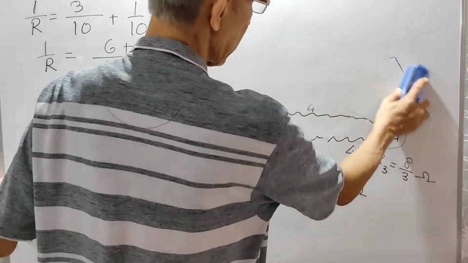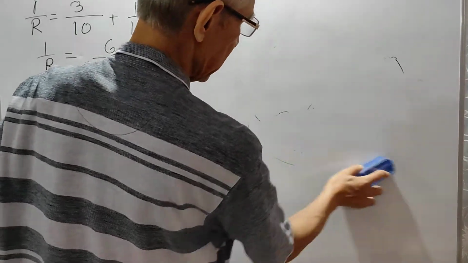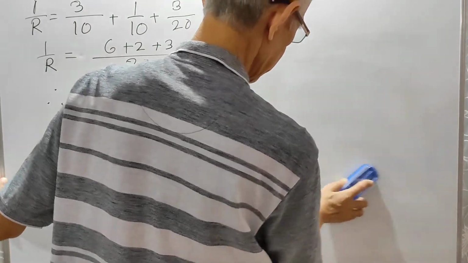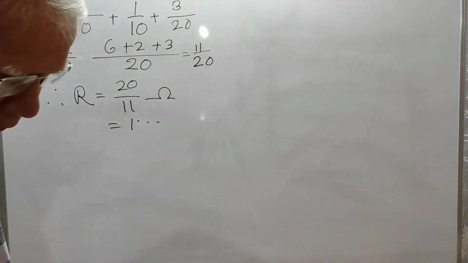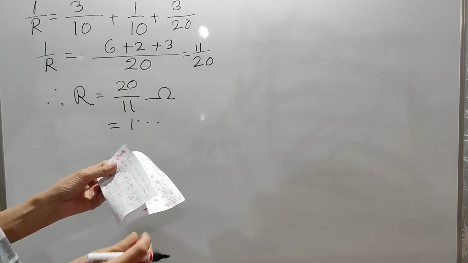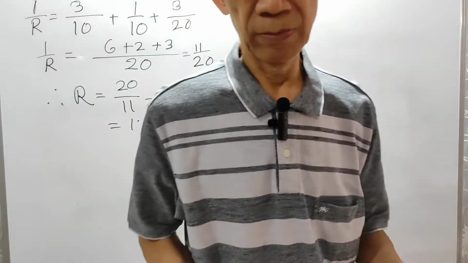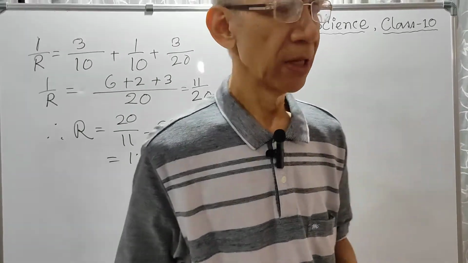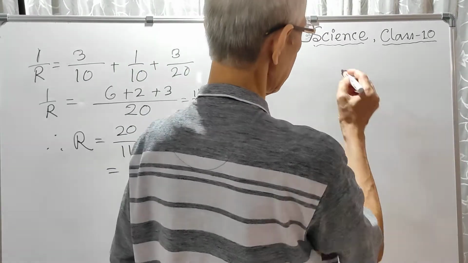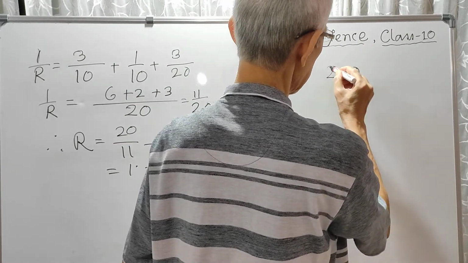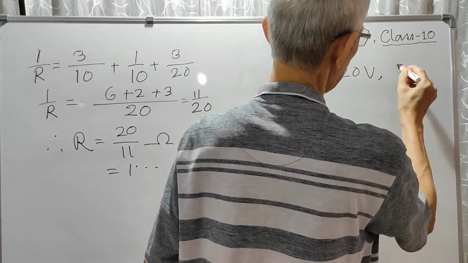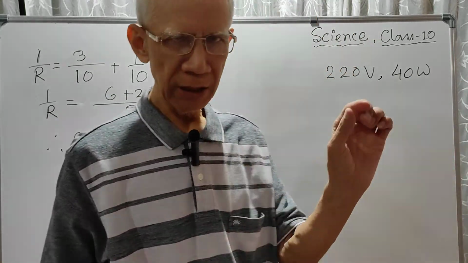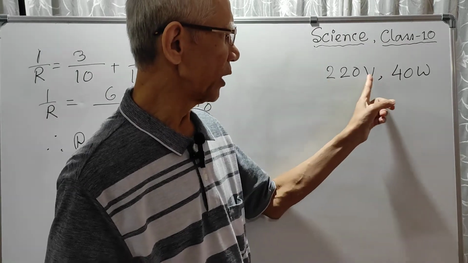Now this is about power, that is rate of consumption of electricity. Now you see, when you go to buy a bulb or any electrical device, there is some rating written there. Now suppose you go to buy a bulb on which it is written 220 volt 40 watt. So you see this rating 220 volt 40 watt.